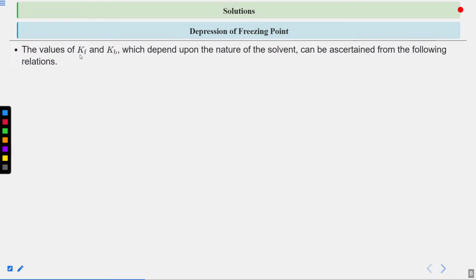Now again, one point is very clear from here, that Kf and Kb are only dependent upon the nature of the solvent and they cannot be estimated for the solute. So you keep on changing the solute. If the solvent is, suppose, water, and if you are keeping the solvent water constant, then your Kb or Kf value will not change. Okay, so this is very, very important.